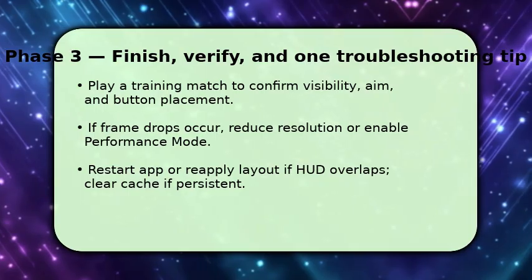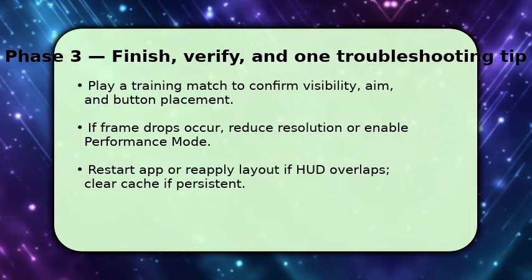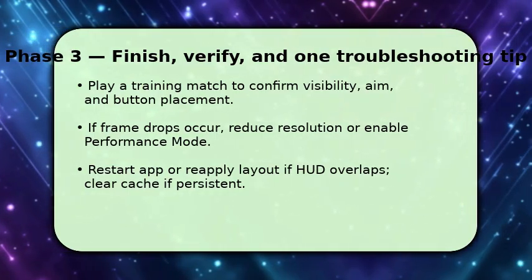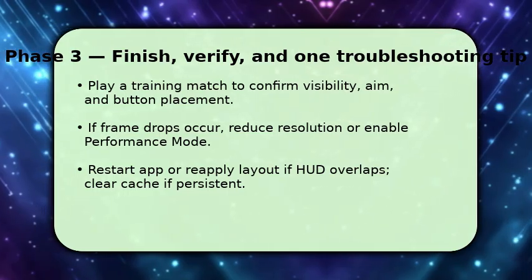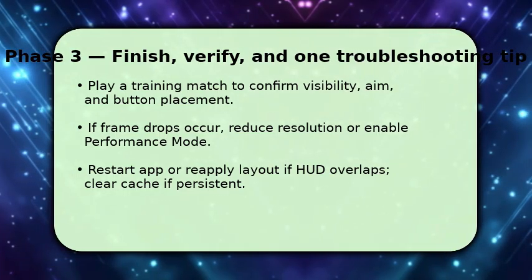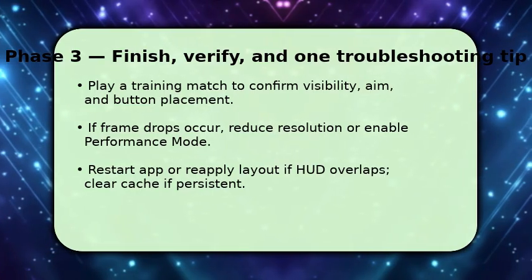If HUD elements overlap or disappear, reopen Control Editor and nudge controls, then save. Should problems persist, restart the app and clear cache. These simple steps resolve most layout and rendering glitches fast.